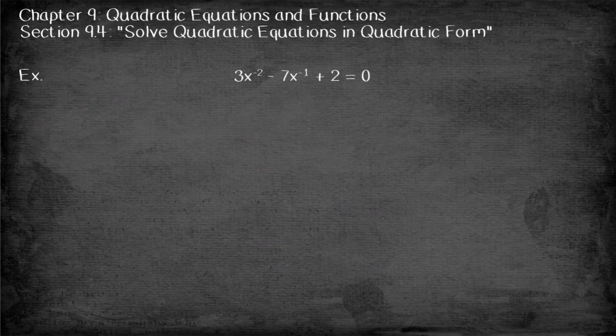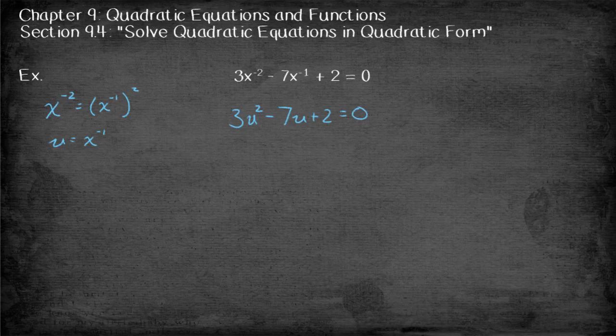All right, last up, in the case of a negative exponent, this is a little bit trickier, but still not too bad, because remember that x to the -2 is really x to the -1 squared. So that means I can use u equals x to the -1 as my substitution. And then I get 3u squared minus 7u plus 2 equals 0.